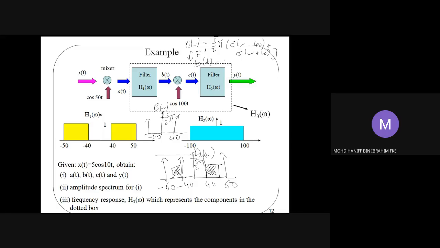So BT can be written straight away as equal to 5 over 4 exponential of j 40t plus 5 over 4 exponential of negative j 40t. That should be your BT, in which we did the inverse Fourier transform of this B omega. Any questions on this B omega spectrum and the mathematical equation for the BT? Hopefully okay.